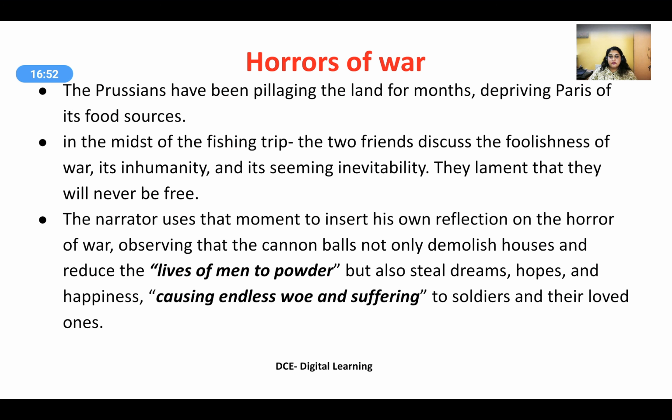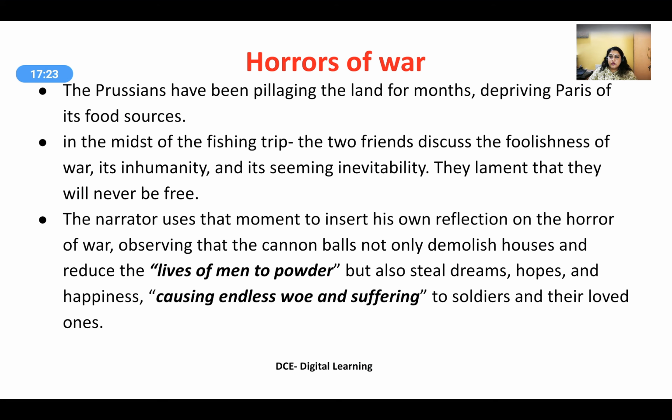In the midst of the fishing trip, the two friends discuss the foolishness of war, its inhumanity and its seeming inevitability. They lament that they will never be free. This discussion between the two friends on their last fishing expedition can be said to be a conversation which the author has deliberately inserted to express his point of view about how war disrupts and destroys lives.